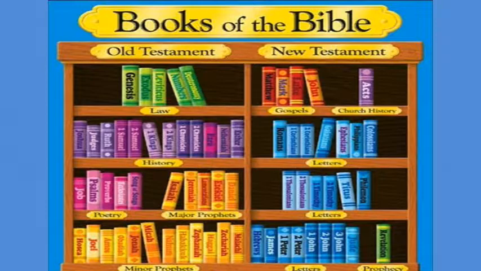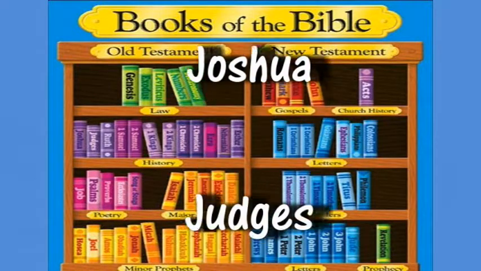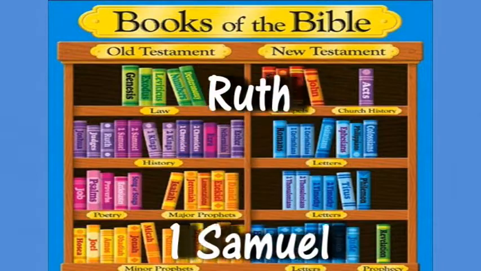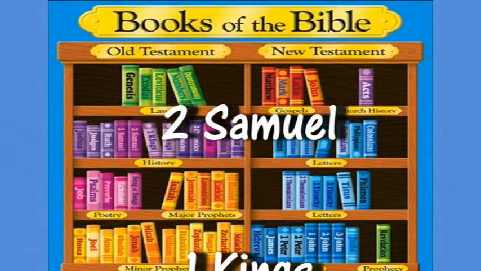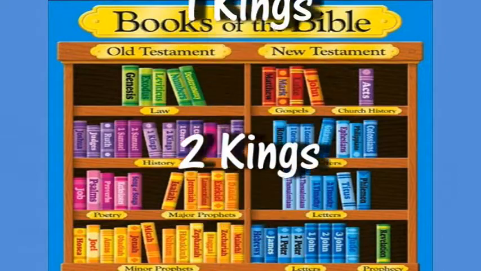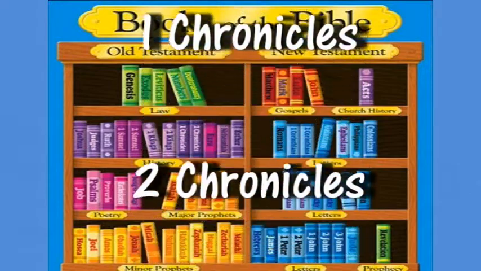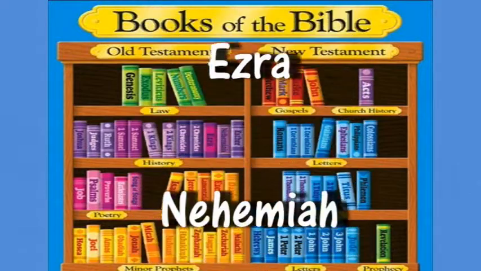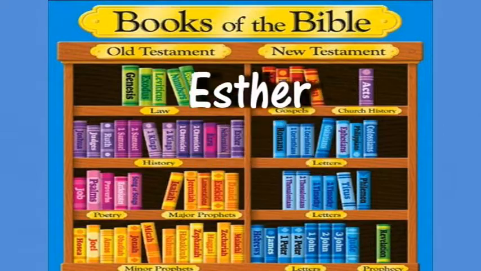This story about Joshua and the children of Israel is found in the book of Joshua. Joshua is in the second group of books in the Old Testament called the historical books. These books begin with Joshua and go through Esther. Let's say these books together. Joshua, Judges, Ruth, 1 Samuel, 2 Samuel, 1 Kings, 2 Kings, 1 Chronicles, 2 Chronicles, Ezra, Nehemiah, and Esther.